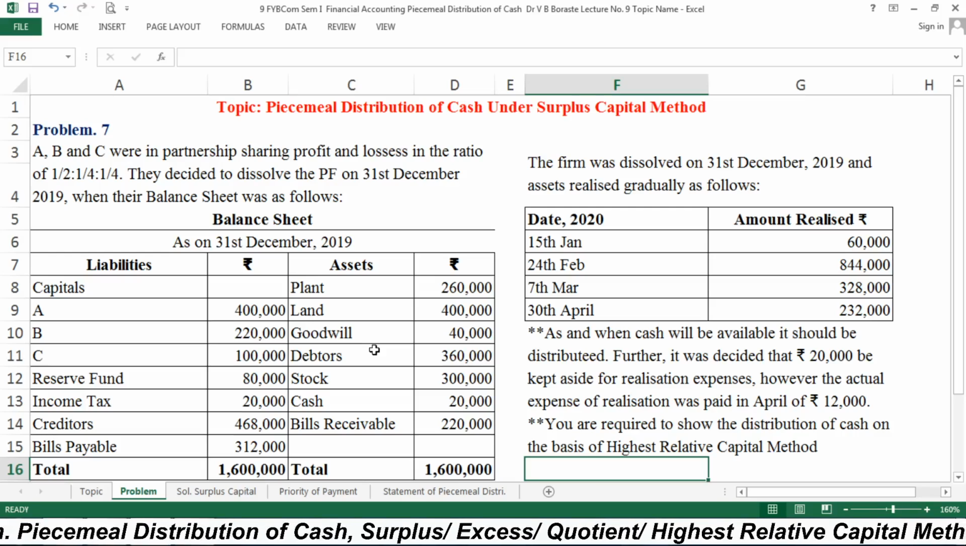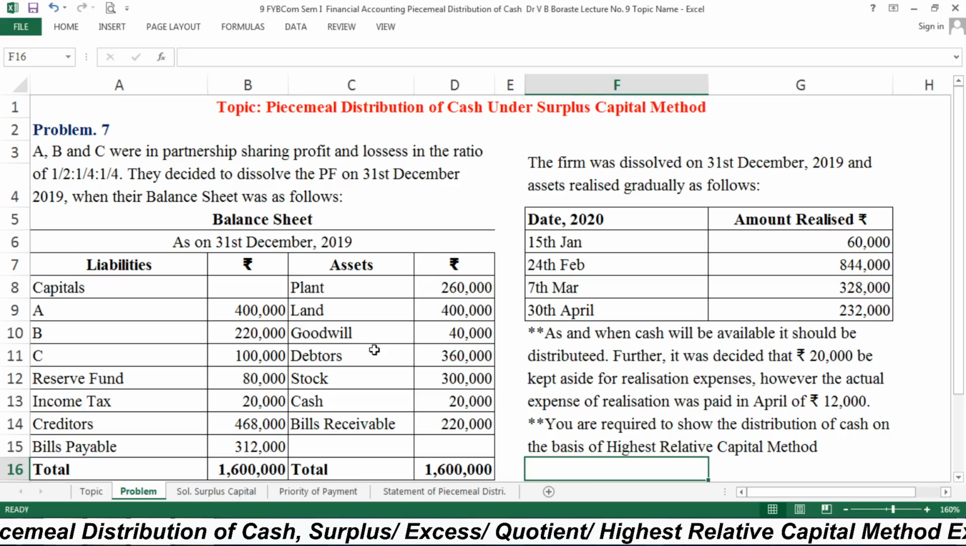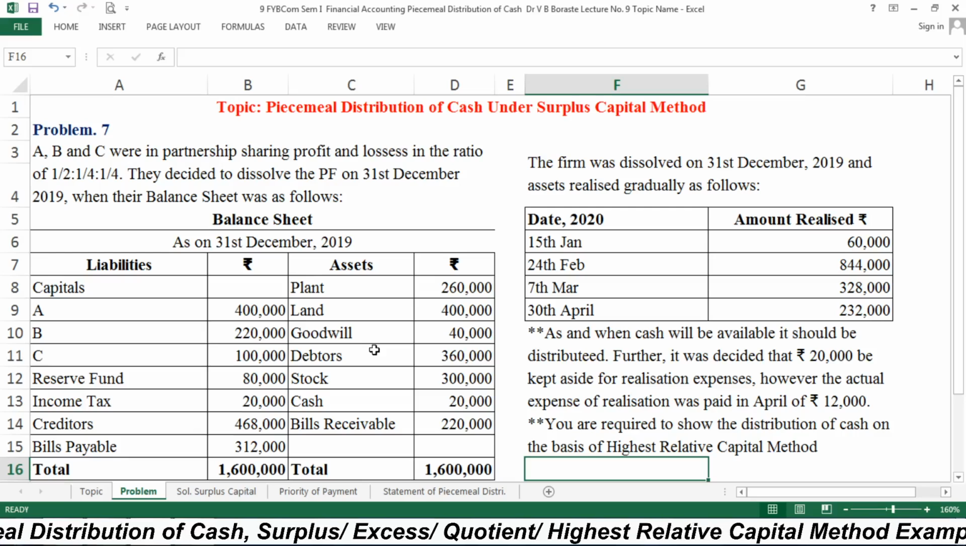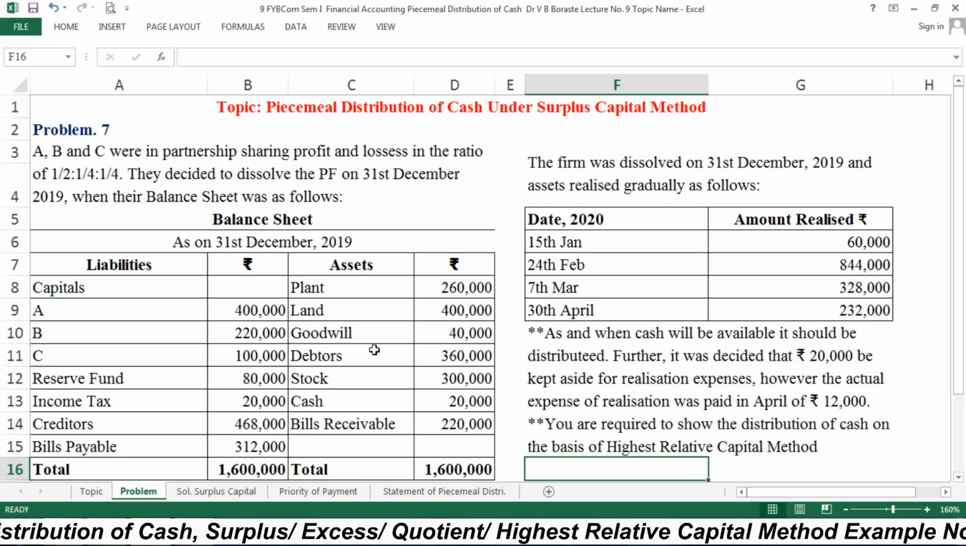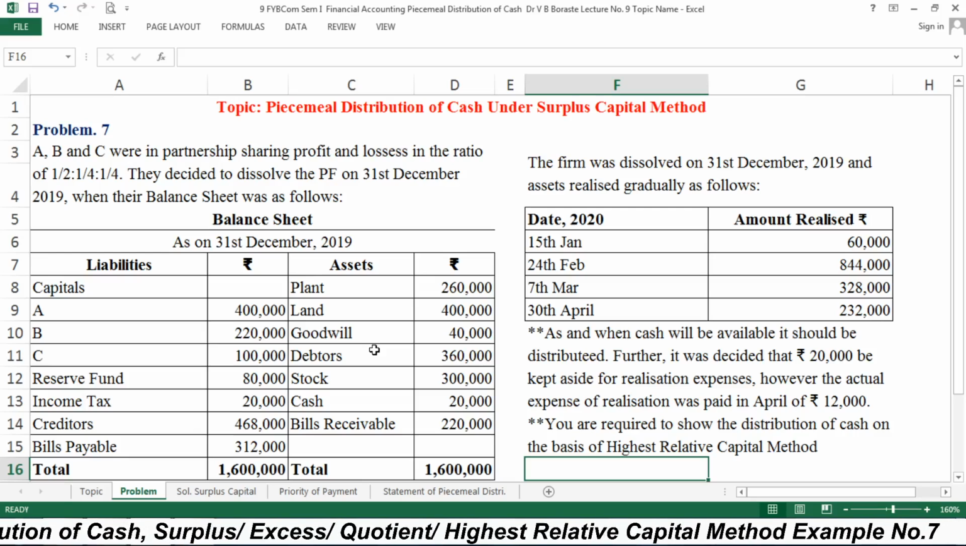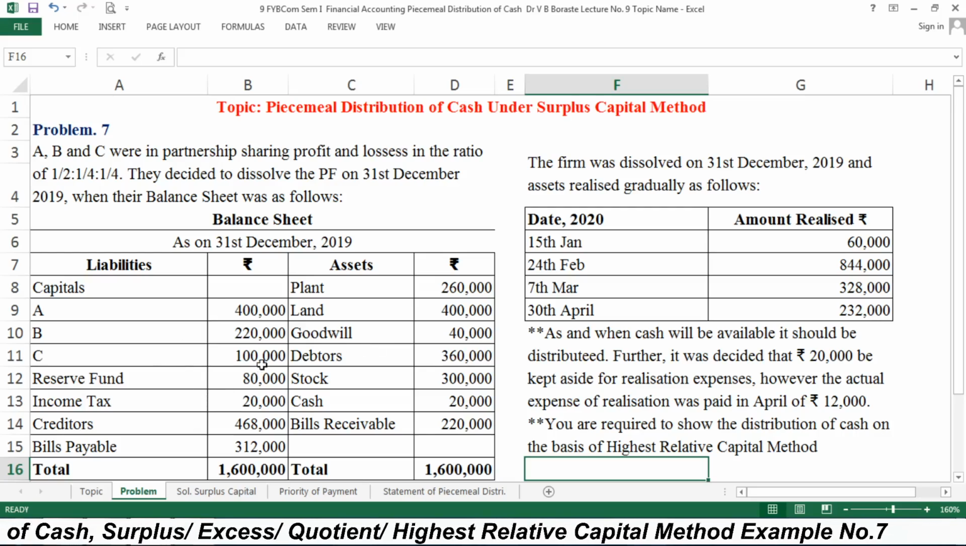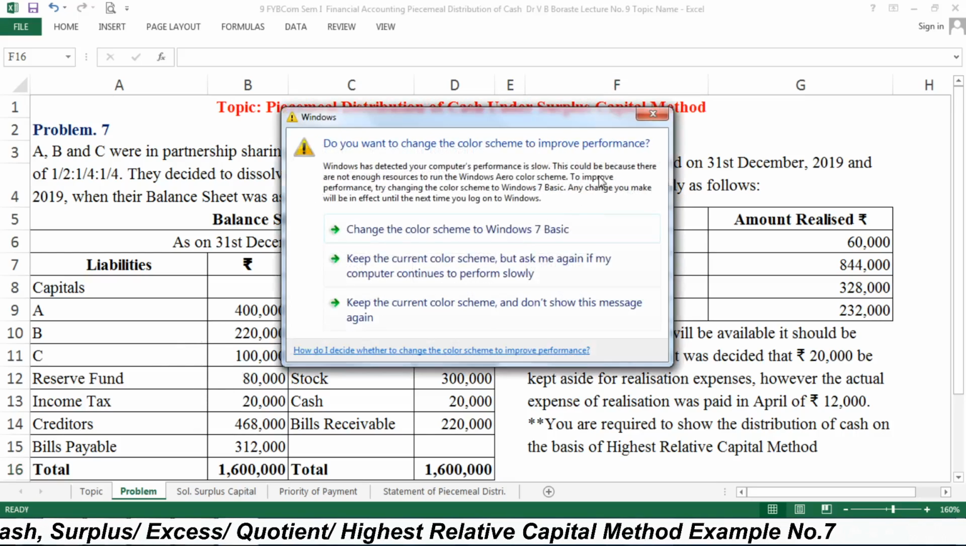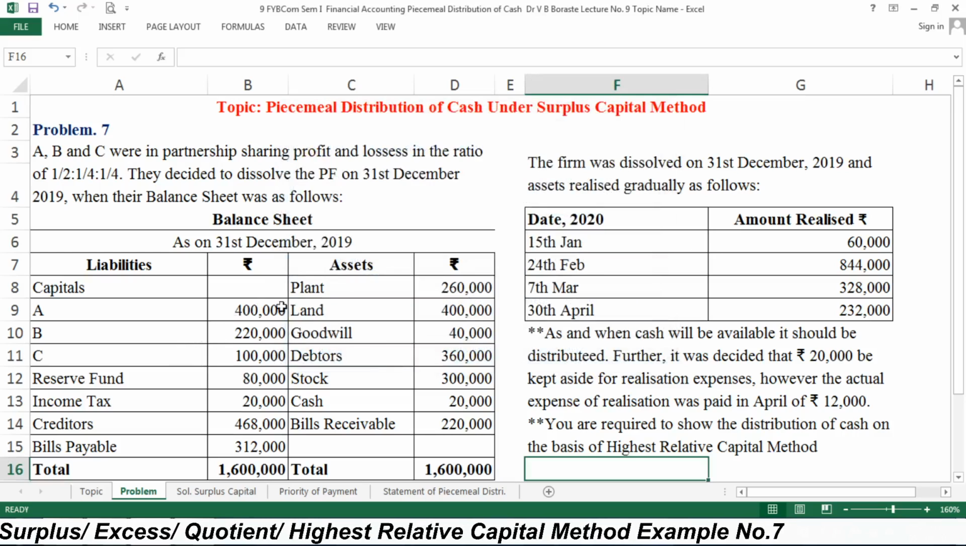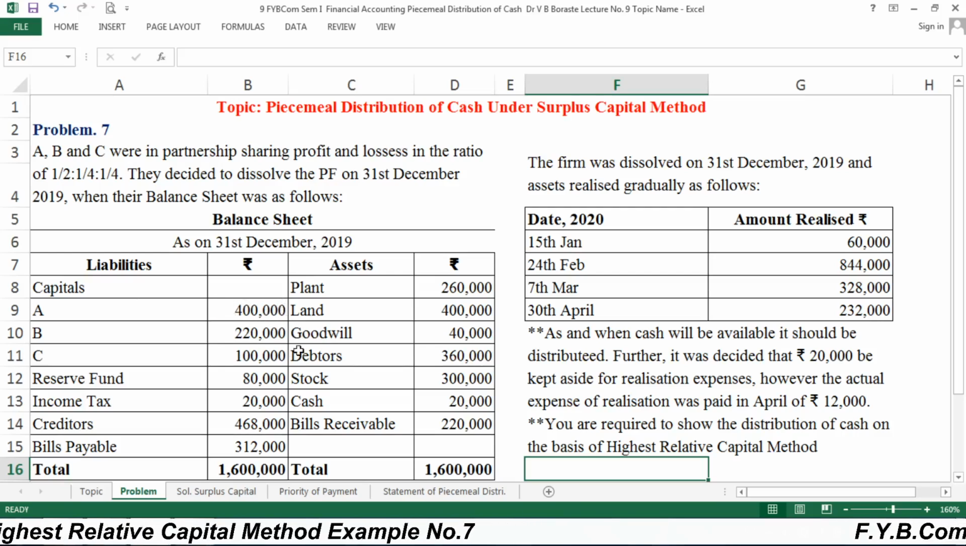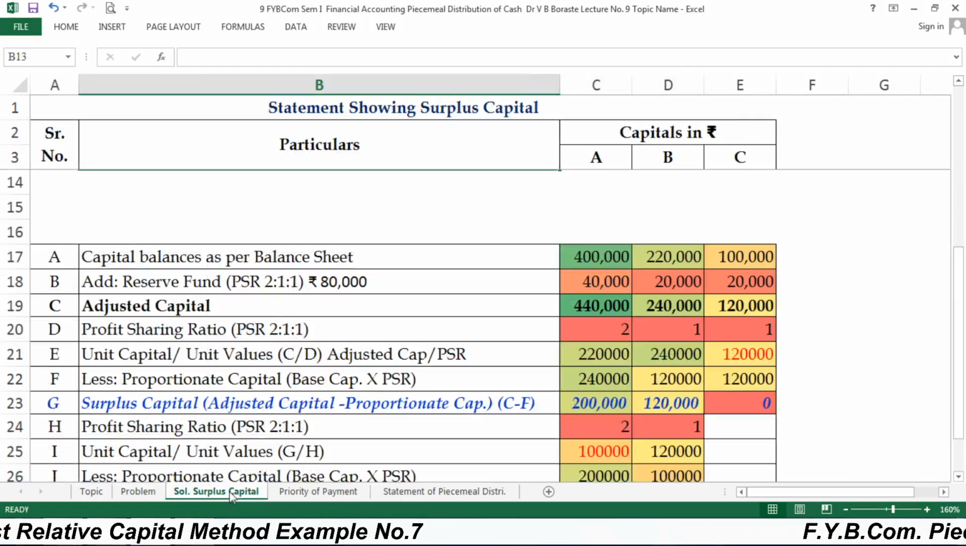So first of all, we have to calculate surplus capital. Surplus capital means, as already explained earlier, a partner who has given an extra amount of capital to the partnership firm. Here, if you look, you can see Mr. A gives 4 lakh, Mr. B gives 2 lakh 20, and C gives 1 lakh. But actually, Mr. A has not paid an extra amount, or we can't say that it is surplus capital. So for that, we have to go through it in a scientific way.